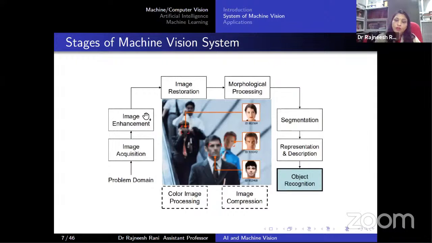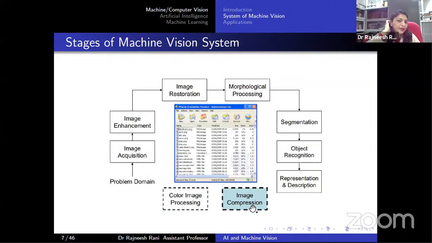From these whole stages, the main stages are image enhancement, segmentation, representation, and recognition. Sometimes representation and description is also called feature extraction. So colored image processing and image compression are two different parts that are used in case of machine vision.